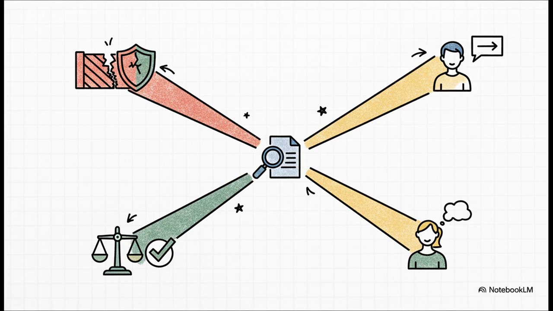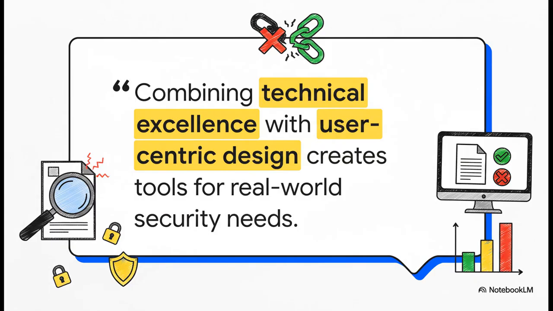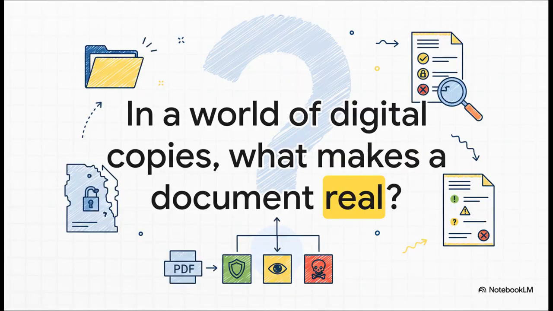The project's creators summed it up perfectly in their documentation. They said that its success validates the approach of combining technical excellence with user-centric design. In other words, powerful technology is only truly great when it's easy for people to actually use it. Which leaves us with a pretty fascinating question to think about. In a world where digital copies are perfect and endless, what is it that actually makes a document real? What is the foundation of our digital trust?